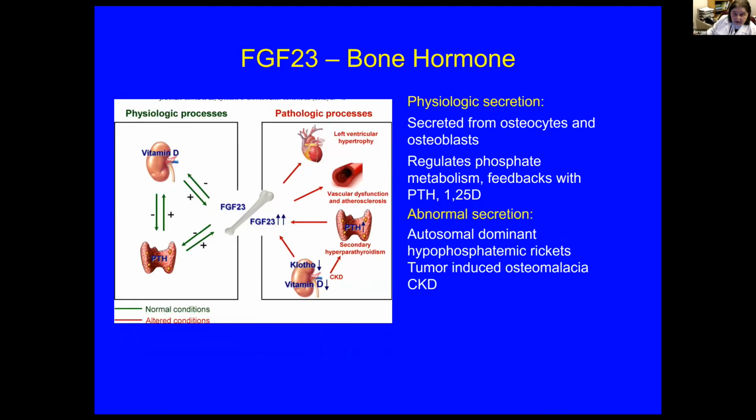This FGF23 is secreted from bone, but it affects the parathyroid, kidney, the vasculature, and heart. And abnormal secretion would be in the hypophosphatemic rickets, or it could also be in tumor-induced osteomalacia or CKD. I recently had an inpatient who had this tumor-induced osteomalacia. And if I see her back as an outpatient, I most certainly would initiate Crysvita treatment.